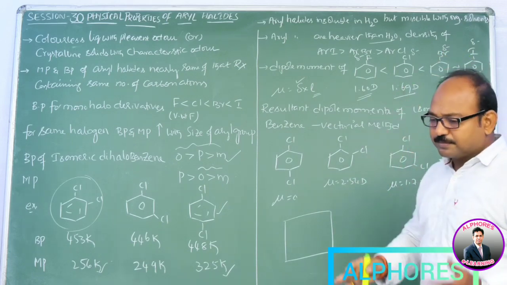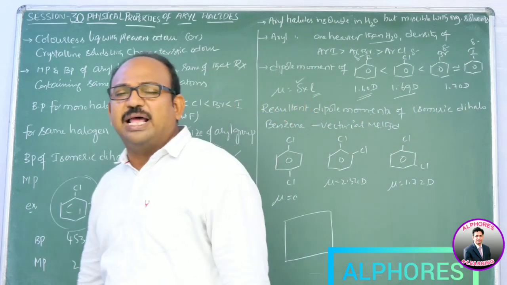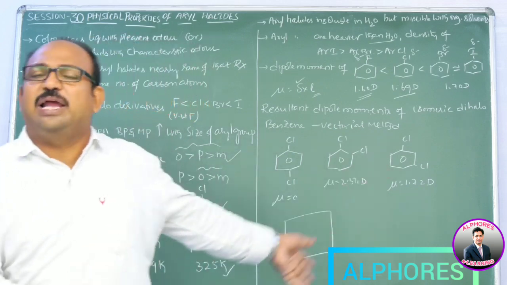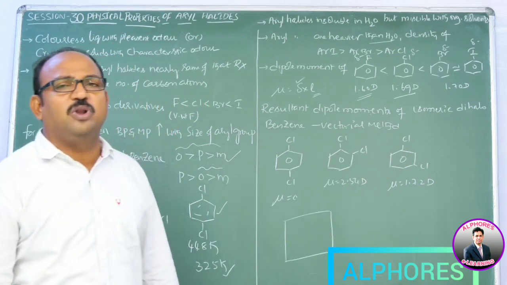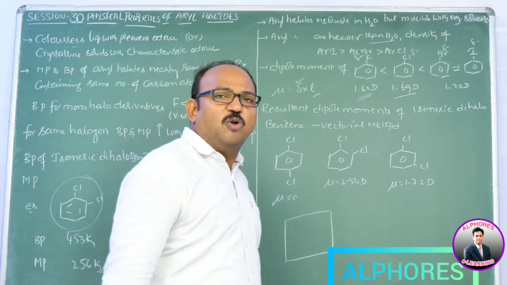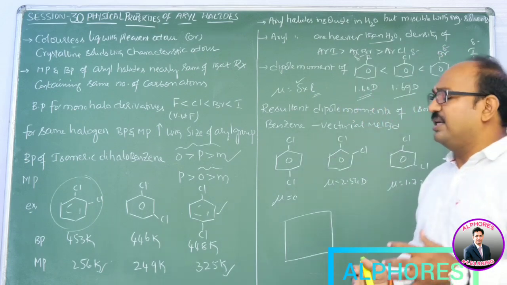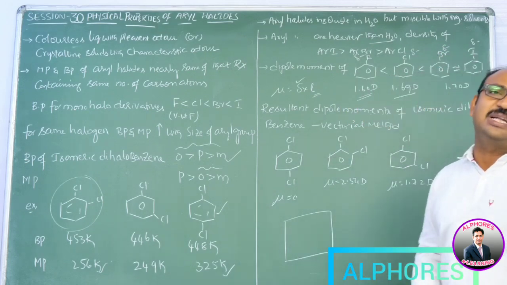So if we are going to consider dihalobenzenes, as we learned there are three possible isomers, ortho, meta and para, of which, whose dipole moment is more? As we learned in previous classes, dipole moment is nothing but a vector sum.